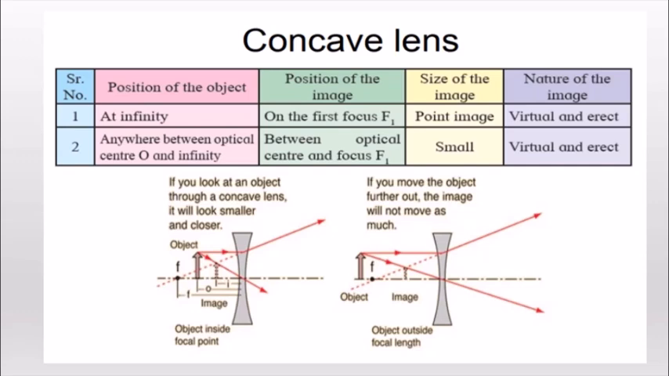Next is when you keep it between O and infinity. Your position of image will always be between the optical center, that is O, and F1. The image will be smaller in size, and again it will be virtual and erect.